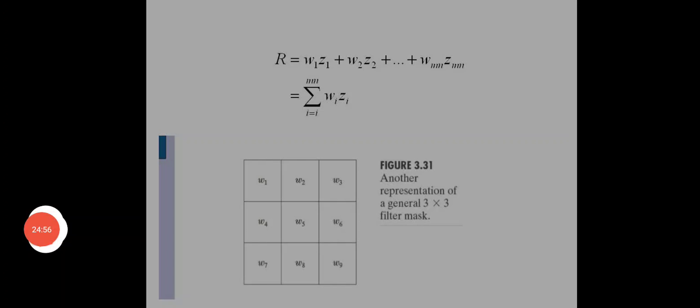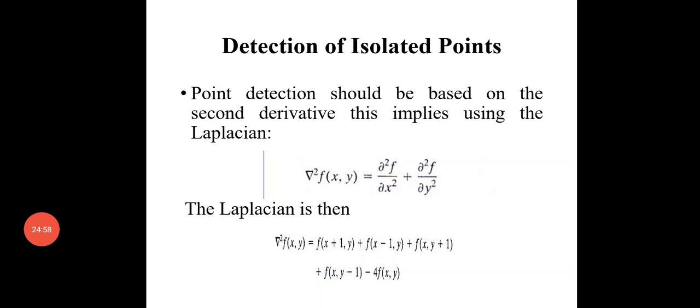The details of implementing this operation over all the pixels in an image, in other words, the computation of the derivatives based on the spatial masks in spatial filtering of an image with those masks, are explained in this section. Then our next topic is detection of isolated points.